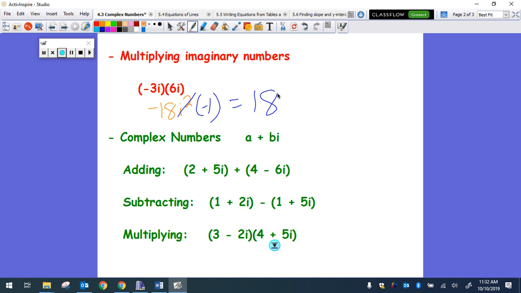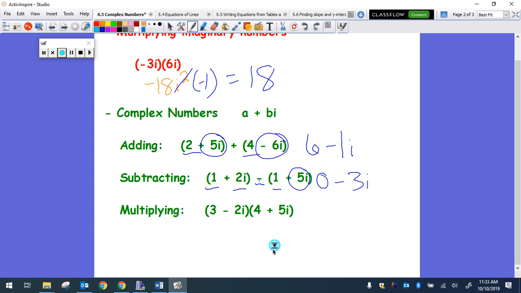Okay? And the way that you add and subtract is very easy. You do your whole numbers. 4 plus 2 is 6. Do your i's. 5 plus negative 6 is negative 1i. Subtraction works the same way. My whole numbers, 1 minus 1 is nothing. 2 minus 5 is negative 3i.